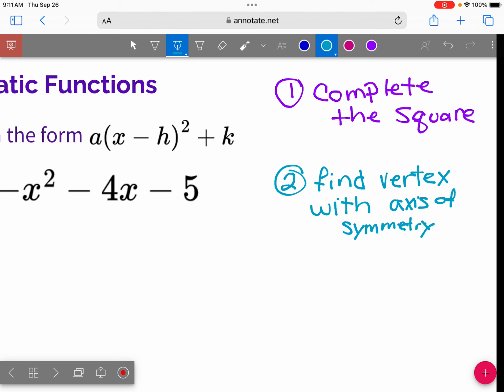So if you are super confident and comfortable with completing the square, more power to you. Absolutely rock on. Track through. That is the traditional way of doing this. Finding the vertex using our axis of symmetry is easier calculation-wise.